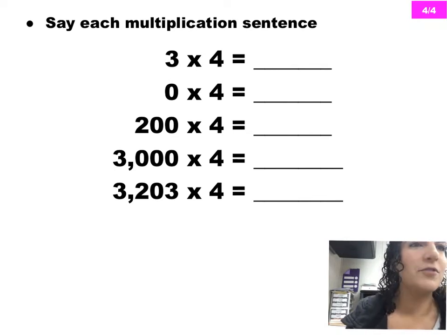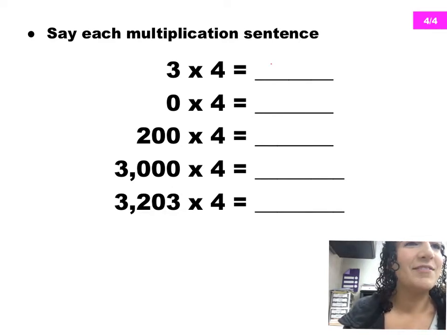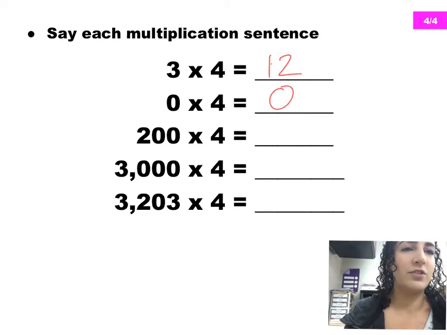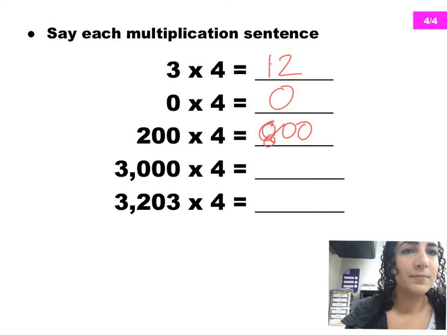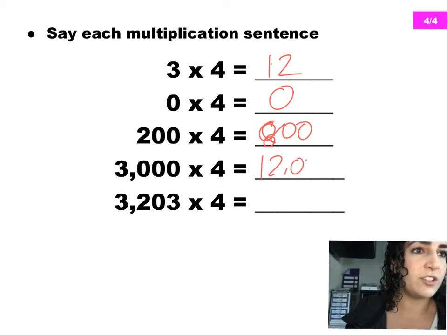All right, so 3 times 4 is, oh my goodness, maybe by the end of the video I'll get the hang of this. Okay, 3 times 4 is 12, 0 times 4 is 0, 200 times 4 is 800, that's an 8, doesn't look like it, but it's an 8. 3,000 times 4 is 12,000.